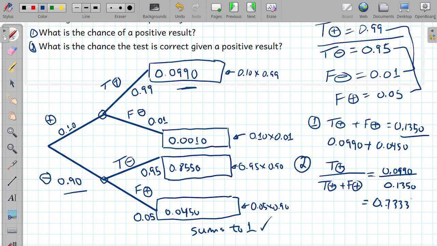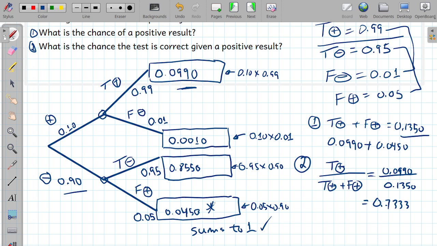0.7333. There we go. So this is oftentimes why, if this was a serious medical condition, you would probably repeat this, because there's a significant error rate here. The false positive error rate, this one here, is pretty high. So if this was a life-threatening illness, they'd probably redo the test.